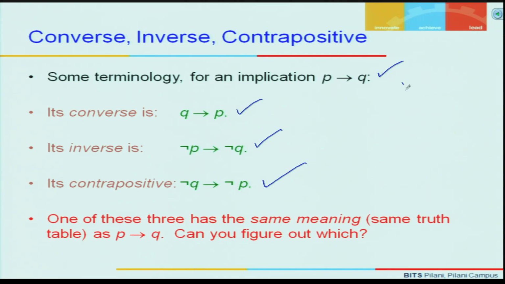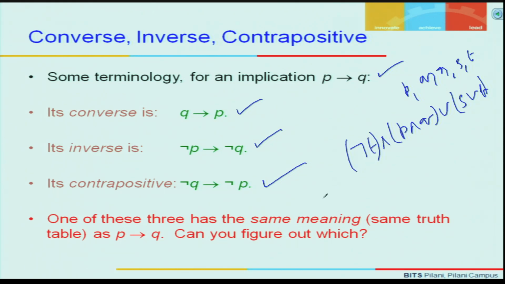If you have P, Q, R, S, T, then you can make a number of compound statements: P, not Q, R, S, R, T, not T, and all these compound statements you can make. Making so many compound statements does not mean that they really mean different things. Some of the compound statements can be the same.